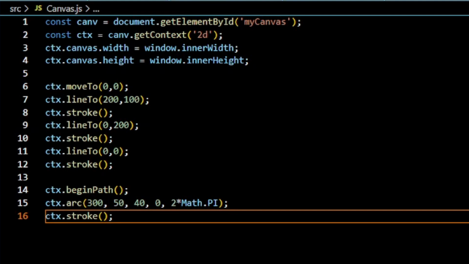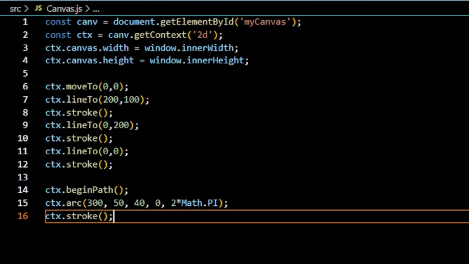Now we can move around the canvas using the moveTo function. Our initial coordinates are 0, 0. So that's our starting point. Actually from line 6 to 12 we are going to draw a triangle. So that's what the vertices are. This stroke method is used to draw a particular line.